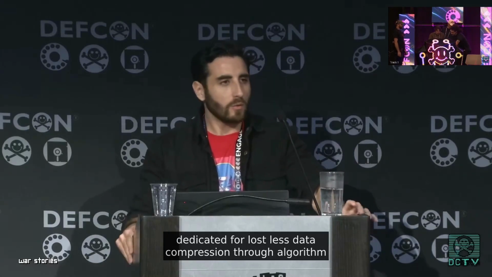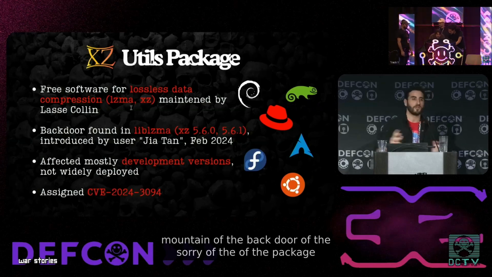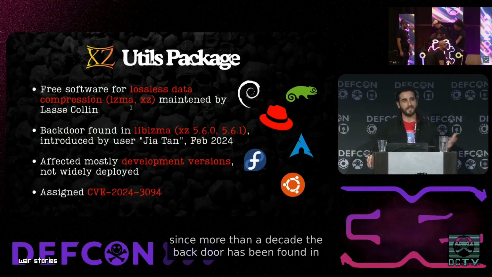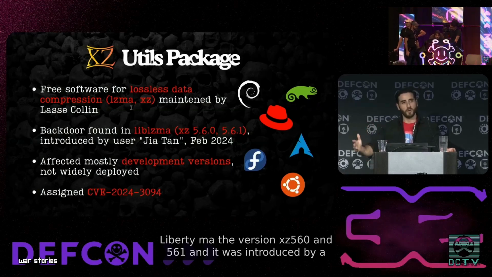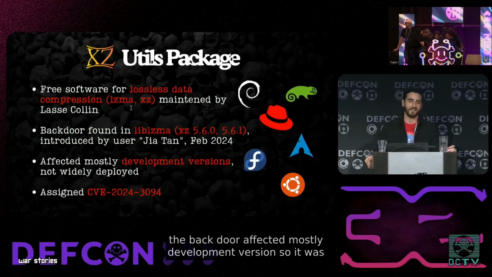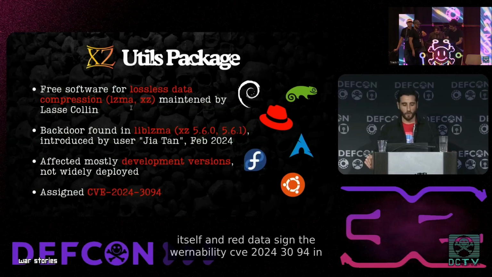But you may be wondering, what is the XZ Utils package? The XZ Utils package is free, open source software dedicated to lossless data compression through the LZMA algorithm and XZ. It is maintained by Lasse Collin, who has been the main maintainer of the package for more than a decade. The backdoor has been found in liblzma in XZ versions 5.6.0 and 5.6.1, and it was introduced by a mysterious user called Jia Tan in February 2024.